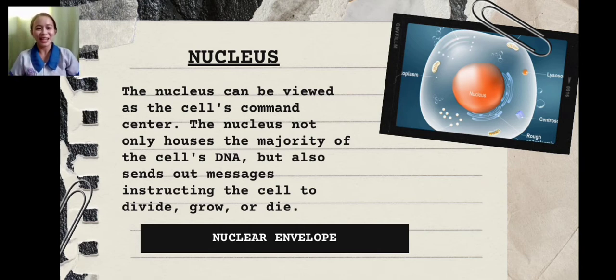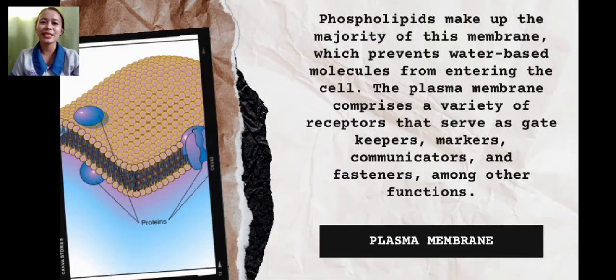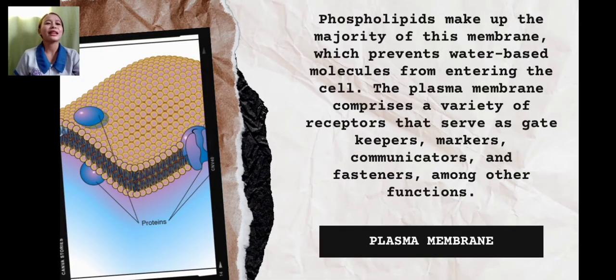Yes, it is. So now, the next one is the plasma membrane. Phospholipids make up the majority of this membrane, which prevents water-based molecules from entering the cell. The plasma membrane comprises a variety of receptors that serve as gatekeepers, markers, communicators, and fasteners, among other functions.